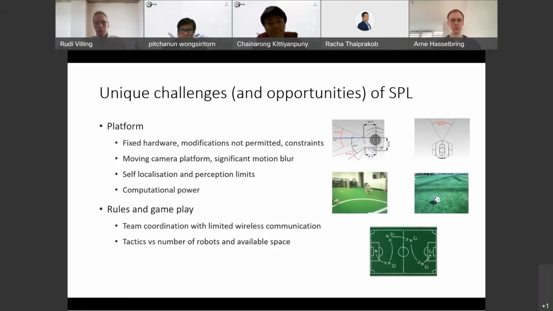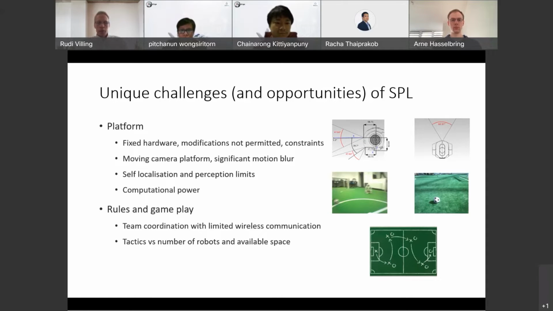Because it's a humanoid robot platform, the camera platform moves from side to side like this, and that results in a kind of significant motion blur, which would not be present to the same extent in wheeled robots. And is something, again, that we need to work around.